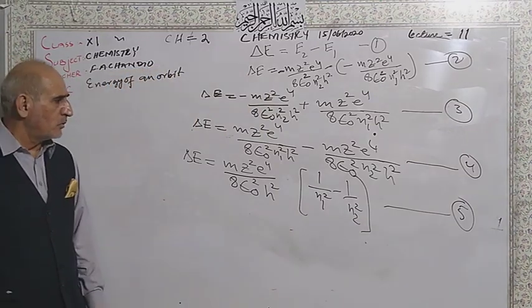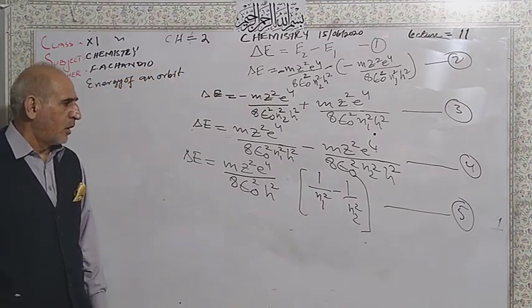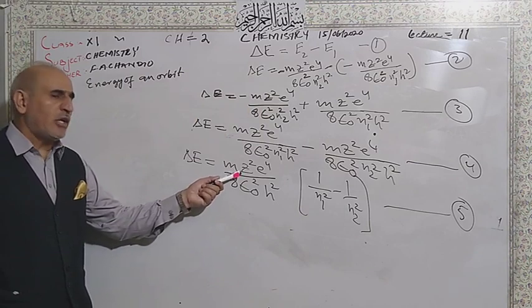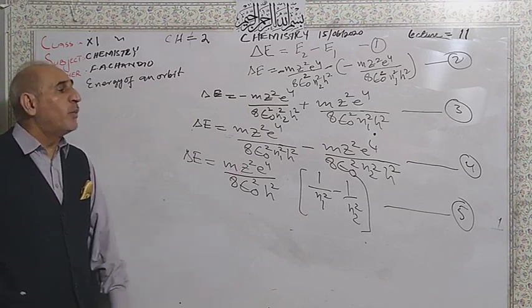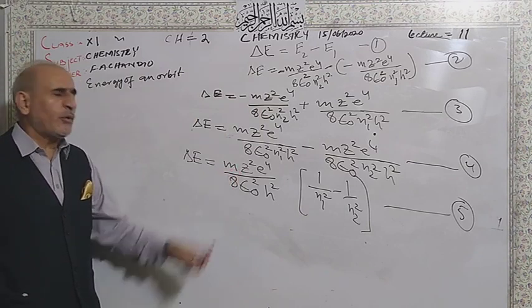For hydrogen, Z is equal to 1, preferred one, okay. But for the other elements, you have to put Z.